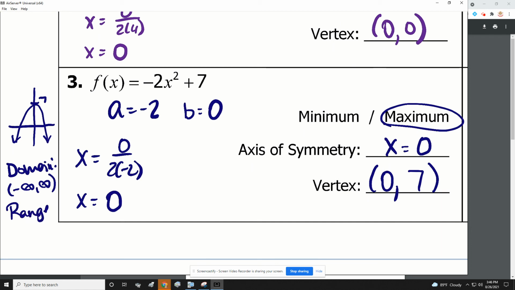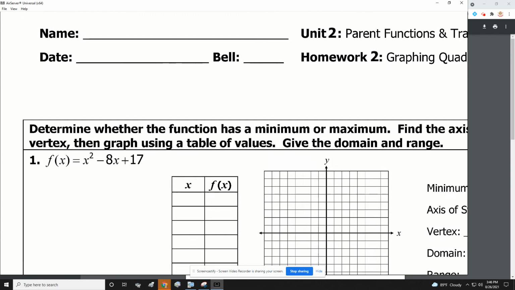All right. And then for the range, we have an arrow going down, pointing towards -infinity, and our top is 7. The highest y we'll get to is 7. Okay, so that's just a little refresher on doing the domain and range on the graph. So your assignment is to complete that worksheet.